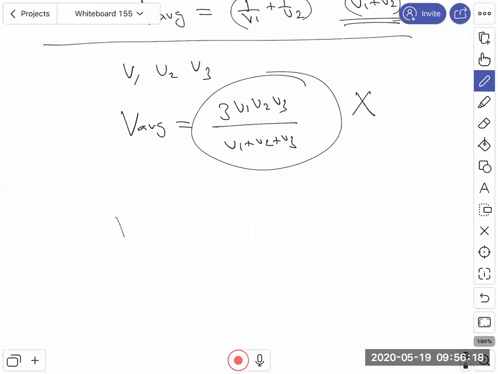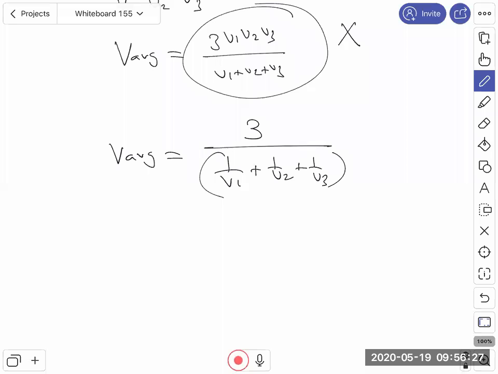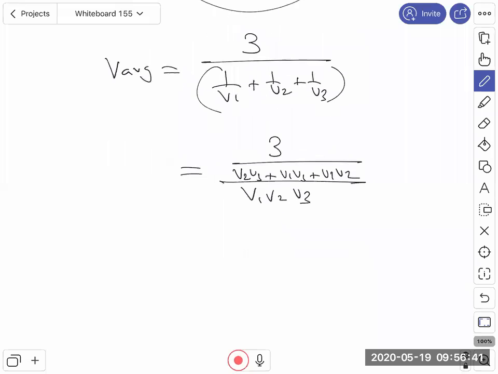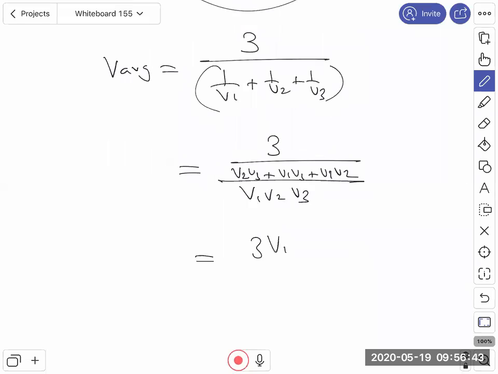How will the equation come? V average will be equal to 3 divided by 1 by v1 plus 1 by v2 plus 1 by v3. And if I am taking v1, v2, v3 as LCM, over here I am going to get v2 v3 plus v1 v3 plus v1 v2. Understood? So the equation becomes 3 into v1 v2 v3 divided by v2 v3 plus v1 v3 plus v1 v2.